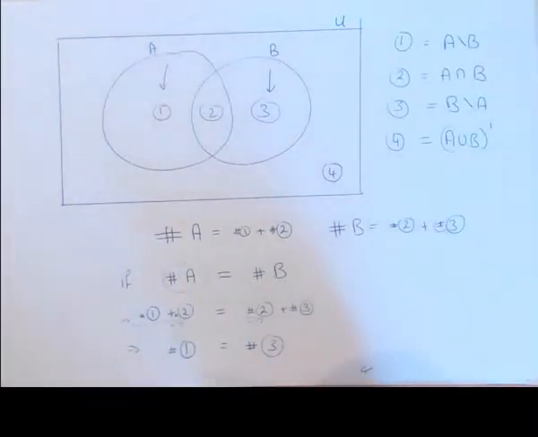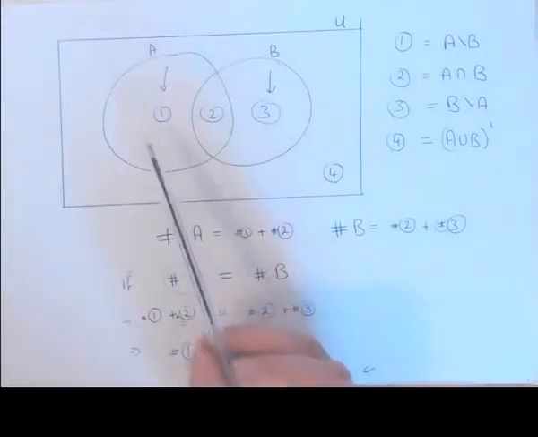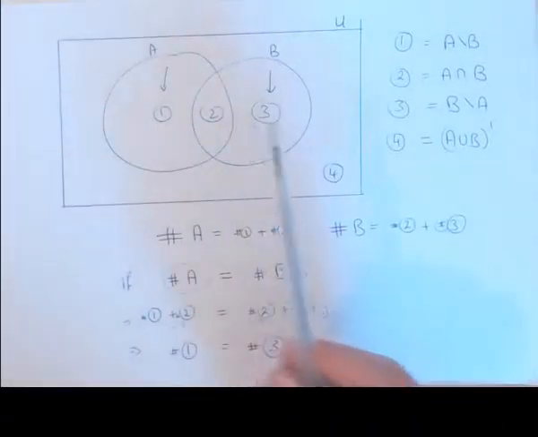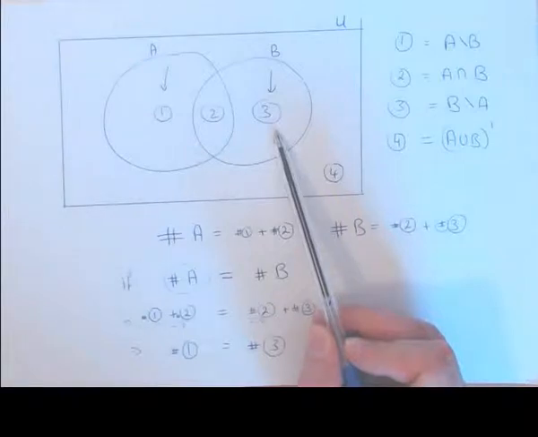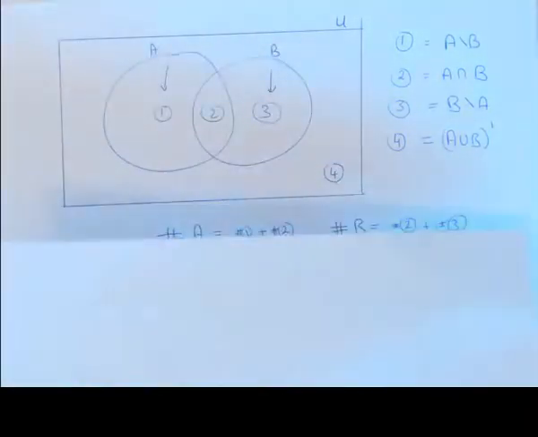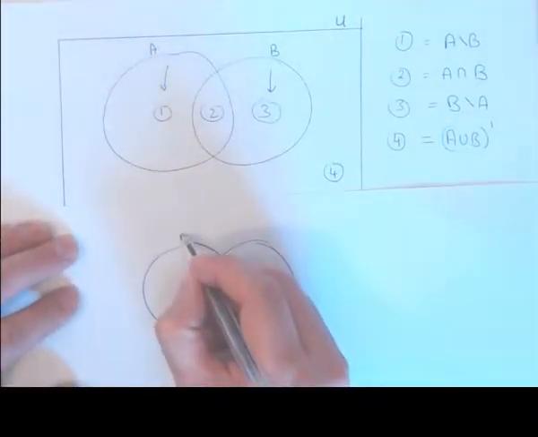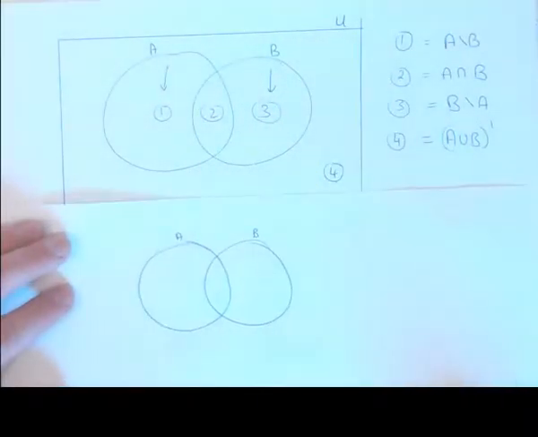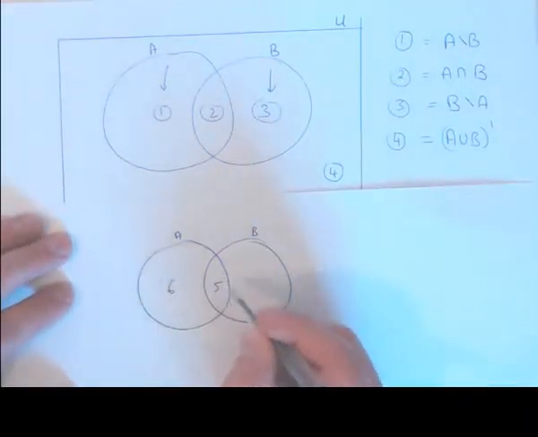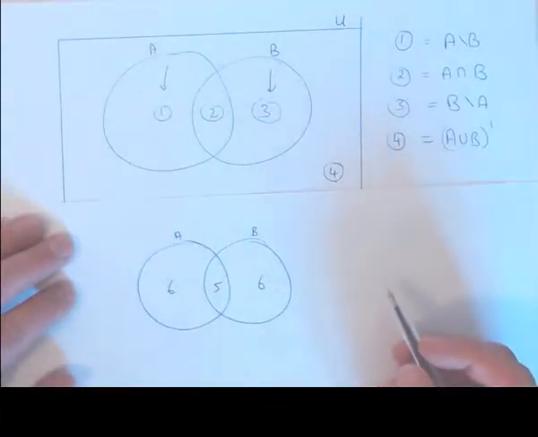Now we're coming to the logical thinking. And I'm saying if we know that the number of elements in A is the same as the number of elements in B, then we know that the number of elements in area 1 is the same as the number of elements in area 3. Now it's useful when we begin to think in terms of numbers. So imagine this was 6, this was 5, this was going to have to be 6 as well, so that A is the same as B.